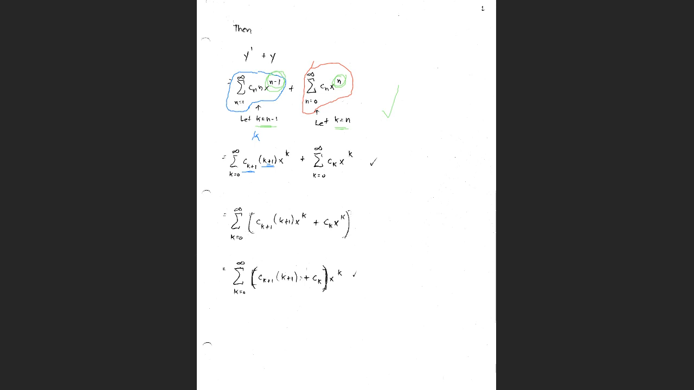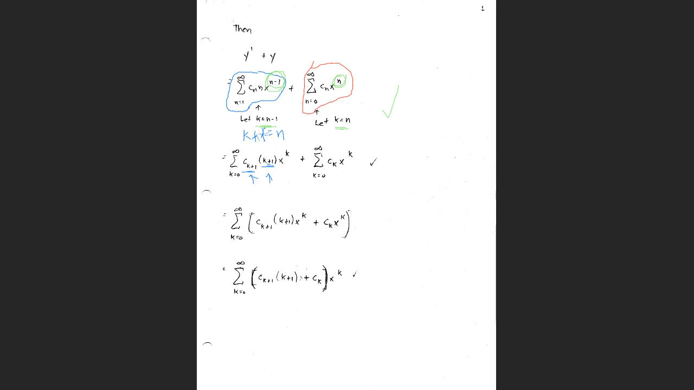Hold on, guys. All right. So if k equals n minus 1, then k plus 1 equals n. And so that's how I get those guys there.